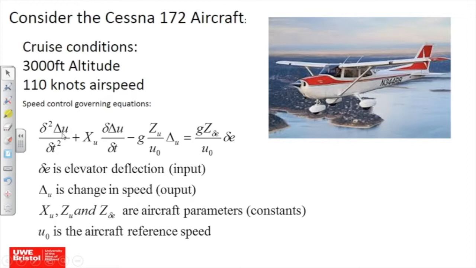Okay, delta U is the change in speed. That's the thing we're interested in. The big capital letter things, XU, ZU and ZDE, are just constants that come out of that particular aircraft. Okay, there could be different numbers for different aircraft. And delta E is the elevator deflection, and that's my input quantity. So what I was going to ask you guys to do is to develop a transfer function for that and tell me how that aircraft works.